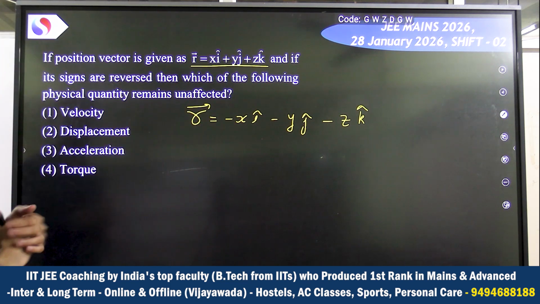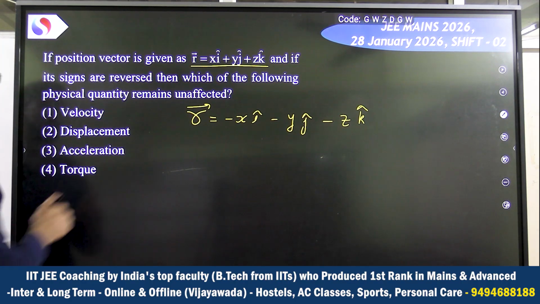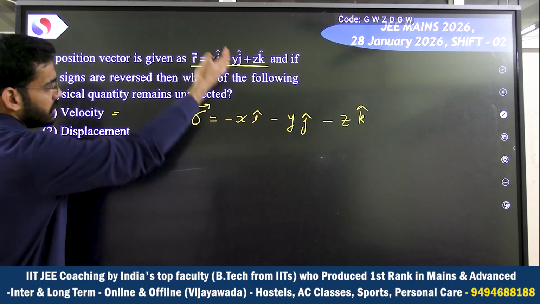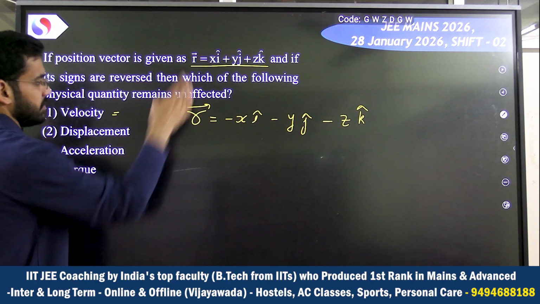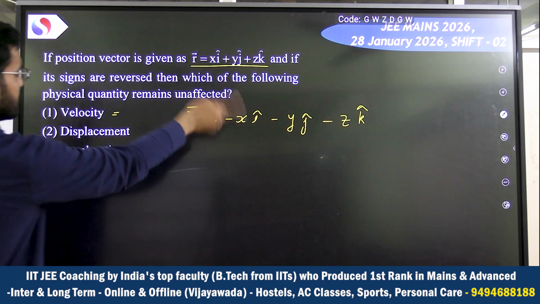Basically this is only the displacement, right? Then which of the following quantities will not change? Understand one thing, when you calculate the velocity, the negative sign will remain negative here, it will not come the same. Displacement, they are only representing. Acceleration, double differentiation, still negative sign, there is a negative sign difference.